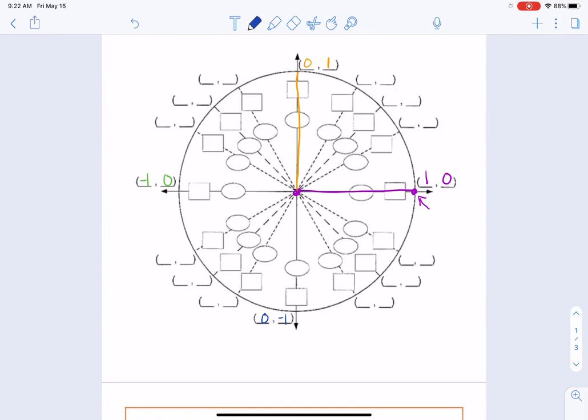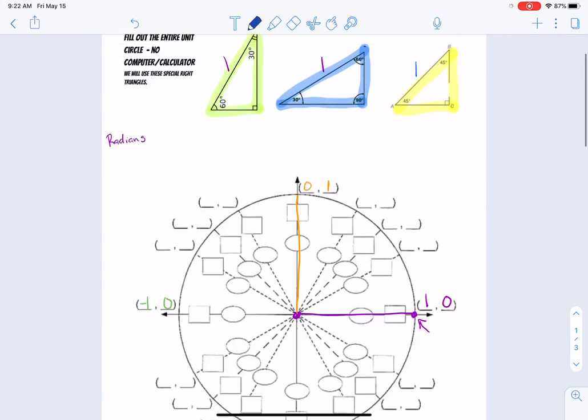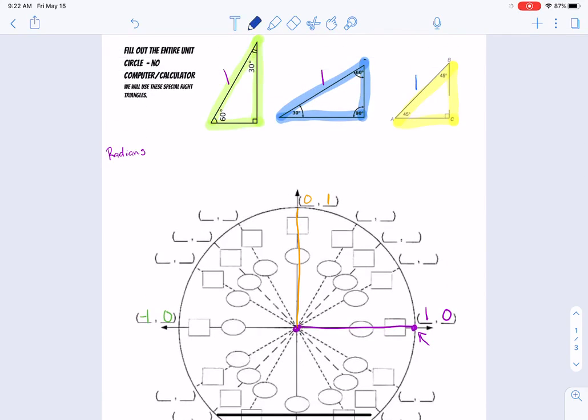So we have a radius of 1, and then we're going to use special right triangles to figure out the rest of these ordered pairs. These circles are going to be for your degree measurement, and the squares here are going to be for a radians measurement. So what does that mean? Well, degrees are the way that we have measured angles thus far in math, but radians are another way to measure parts of circles, or another way to talk about a portion of a circle.